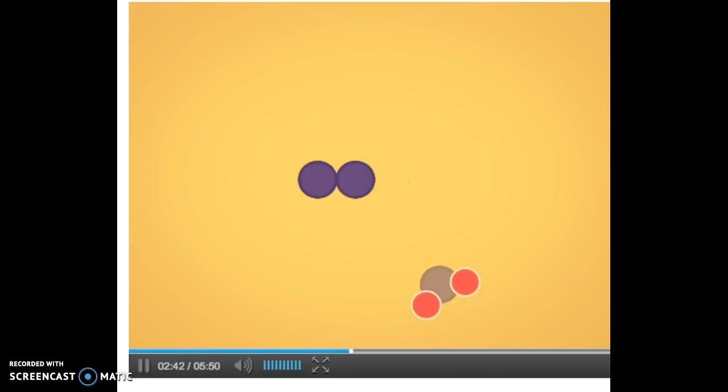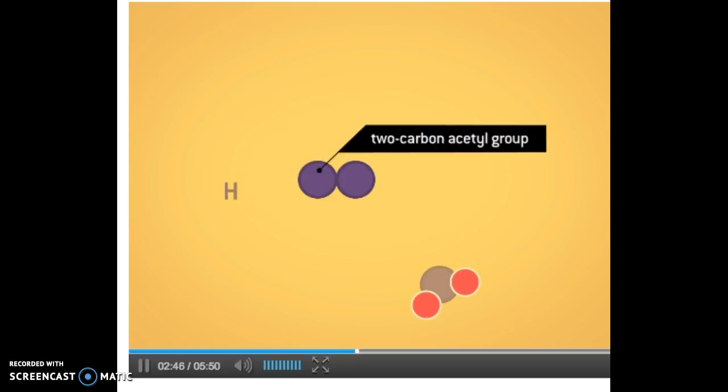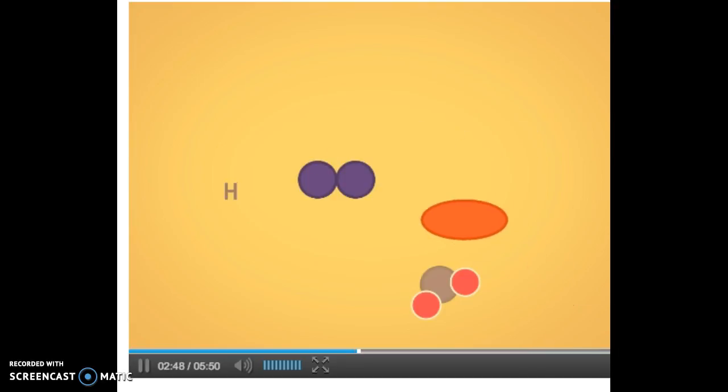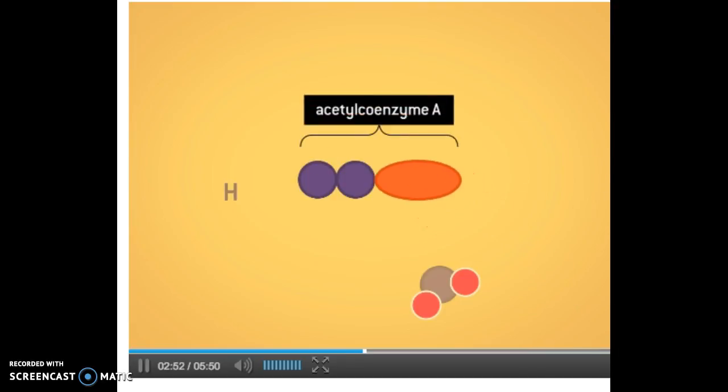Carbon dioxide and hydrogen are removed from pyruvate to form a 2-carbon acetyl group. This group binds to coenzyme A to form acetyl coenzyme A. The hydrogen is transferred to NAD to produce reduced NAD. The acetyl coenzyme A moves to the next stage of aerobic respiration, and the carbon dioxide diffuses away to be removed as waste or used in photosynthesis.